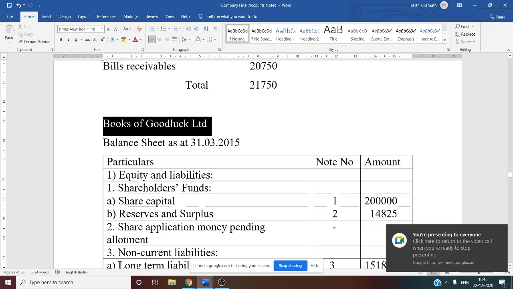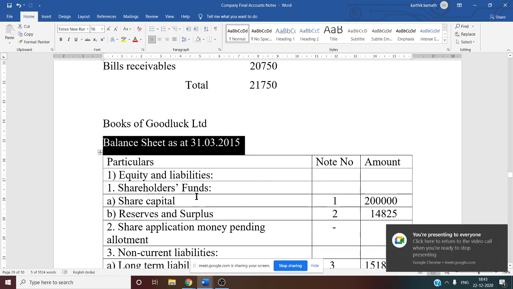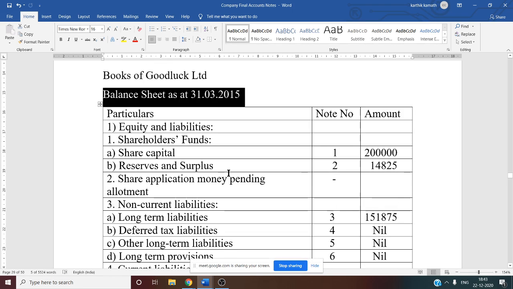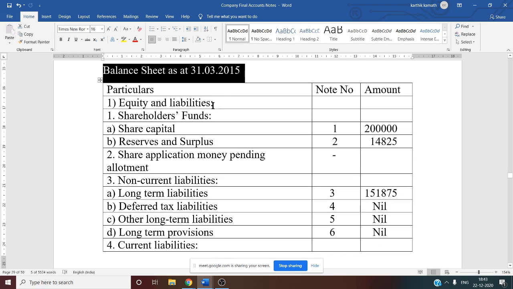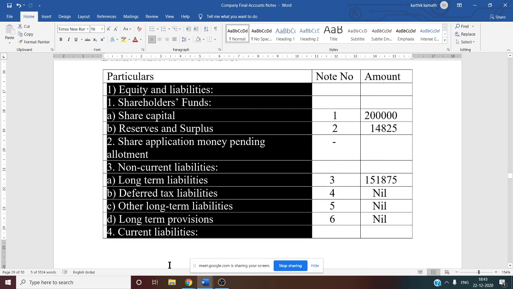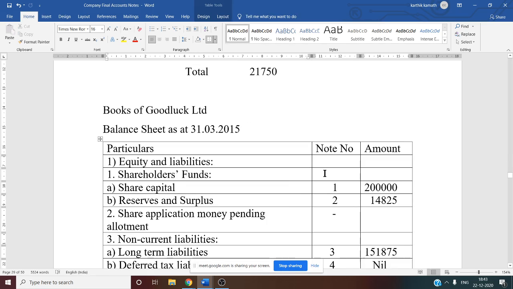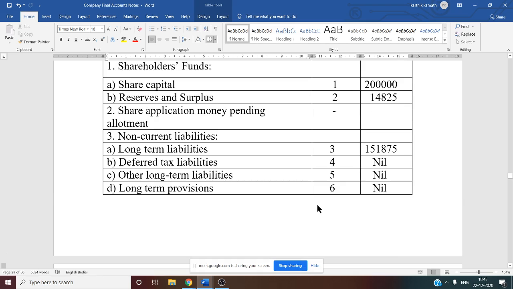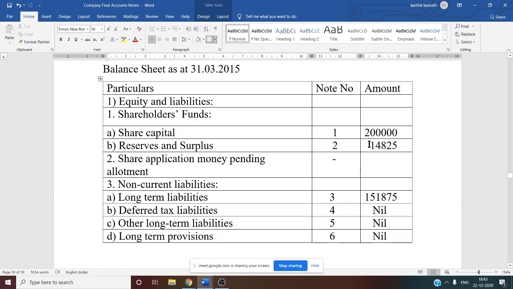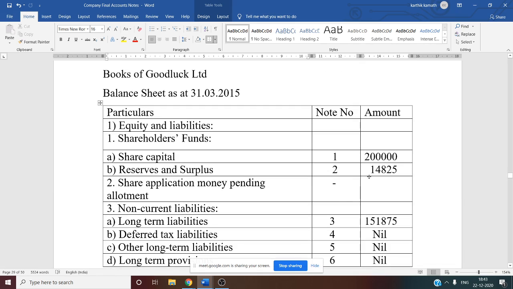Books of Good Luck Limited. Balance sheet as at 31st March 2015. There are three columns: particulars, note number and amount. You have to go through the format and remember all the information, 1 to 21, and write it one by one, with the note numbers as they are. Once you write that, it will be comparatively easy. Why? Because the amount you can see in the working note. Directly from the working note, one by one, you can enter the amount.